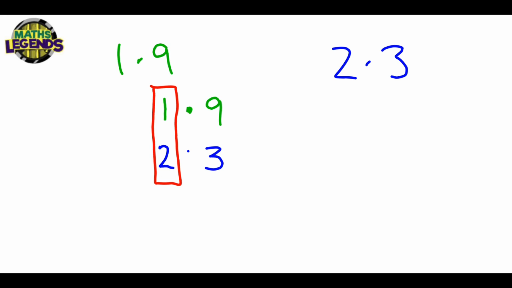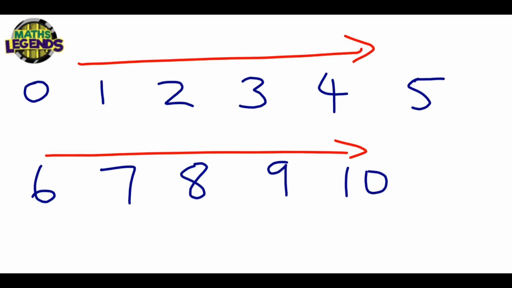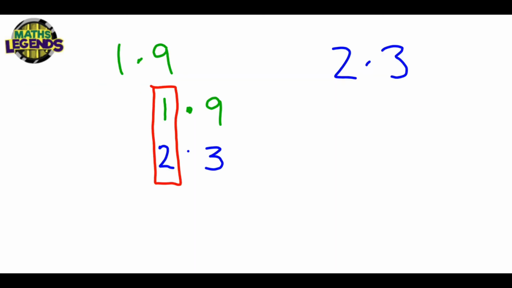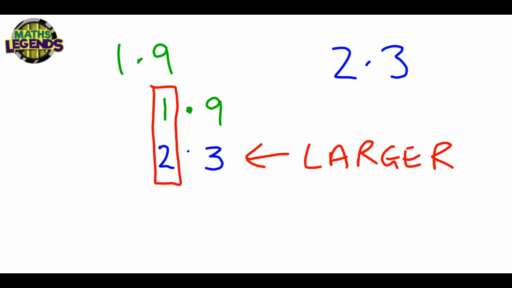We then compare them against our number line and ask, which one is bigger, 1 or 2? So here on the number line, 2 is larger. That means that this number here is the larger number. So from that, we know that 2.3 is larger than 1.9. Let's look at another example.